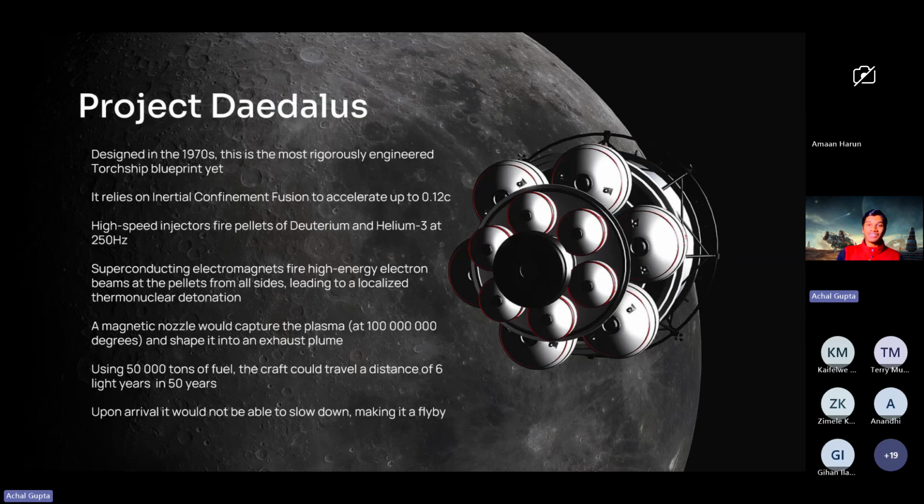So with that 50,000 tons of fuel, we'll be able to travel 6 light years in a span of 50 years, because 12%. The problem is, not only is it 50,000 tons of fuel, it's 50,000 tons of rare elements. So we need heavy hydrogen and helium-3 to actually synthesize inside this. And they burn at an insane temperature, which is 100 million degrees.